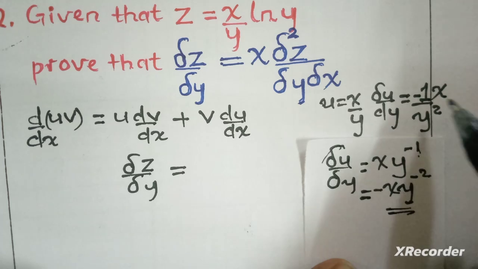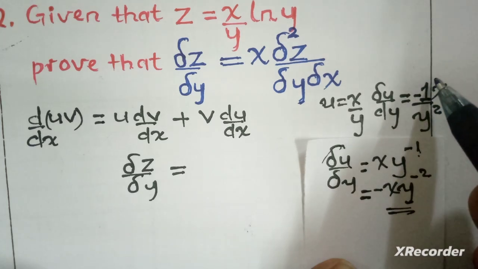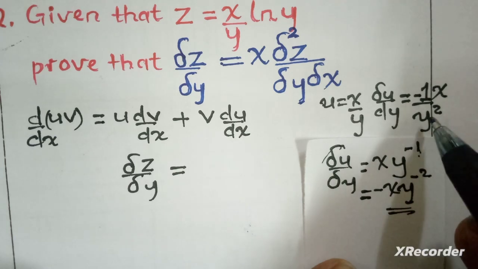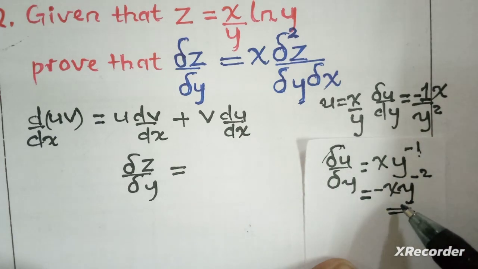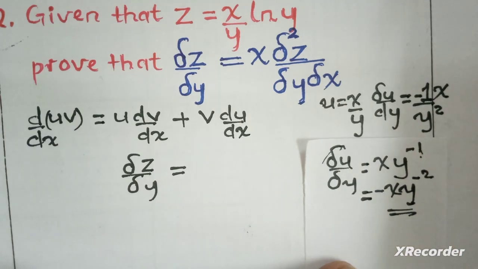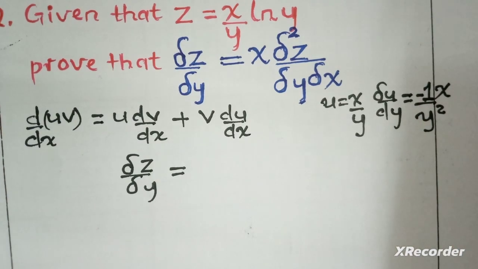So in other words, guys, I have gone through a shortcut and come about with that, but this is how I have done it, guys. So it will be minus x all over y squared, like that.